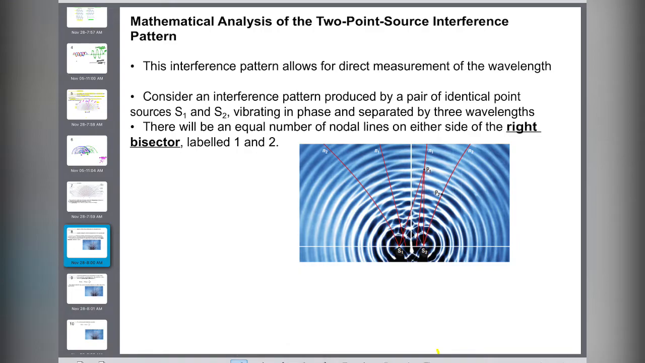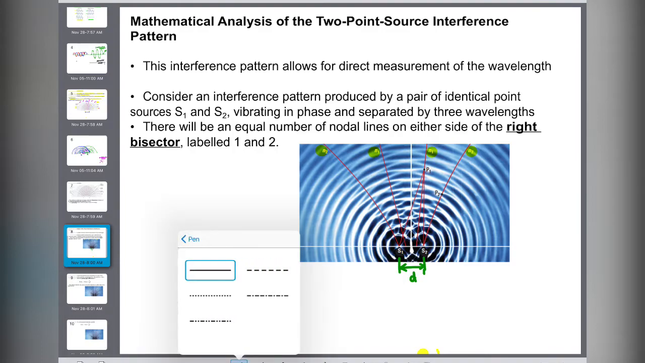There are symbols that they would use. First of all, are we okay that we use n for the nodal line, right? So we said that n1 and n2 go from the center moving outwards, and we have n1 and n2 on either side. In this particular case, depending on the wavelength and the distance, they only produce 4 nodal lines. Other things that you might need to know is the distance between the two point sources. We call it distance d.